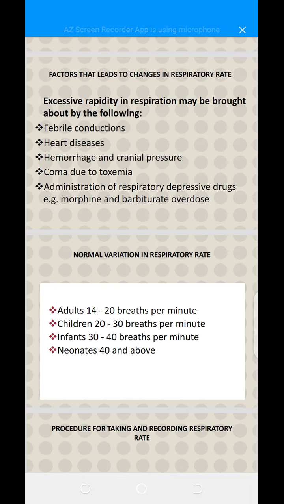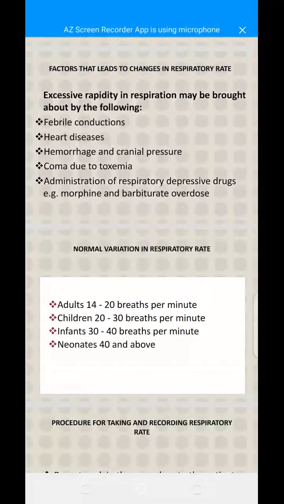So also if somebody is having a problem in his brain, for example in terms of an accident where a trauma has been posed on the cranium, it may also lead to a change in respiration. Then we also have coma. If somebody is in a coma condition, his respiration might also reduce to very low.